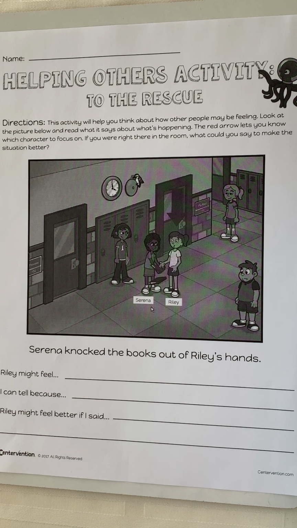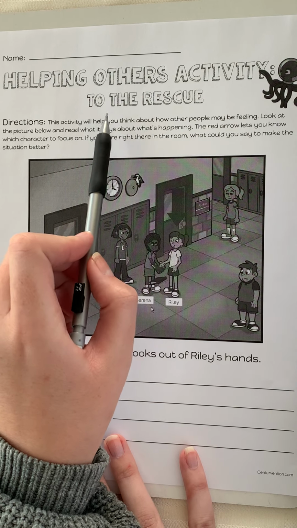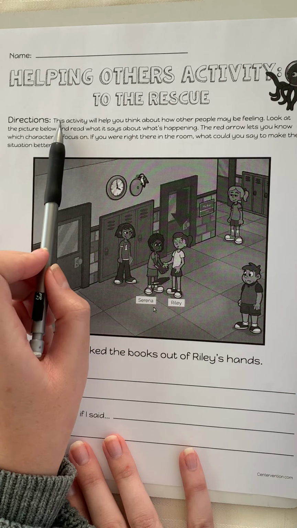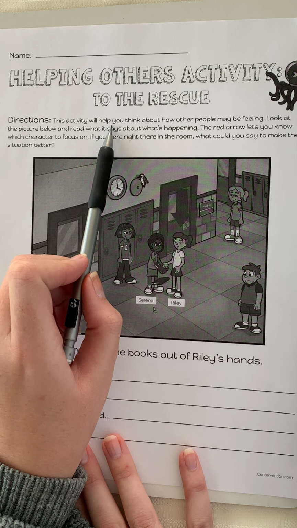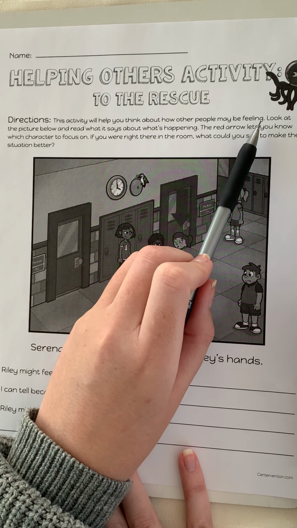I am here for you today with a social emotional lesson. This lesson is going to involve us taking a look at some information and then coming up with how the people in that situation might feel. It says, helping others activity, to the rescue. This activity will help you think about how other people may be feeling.